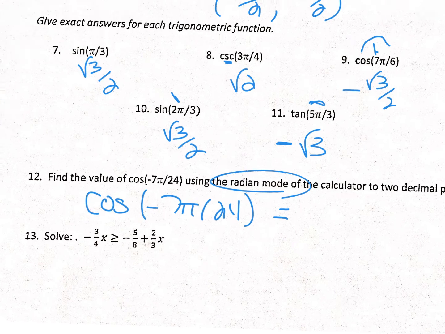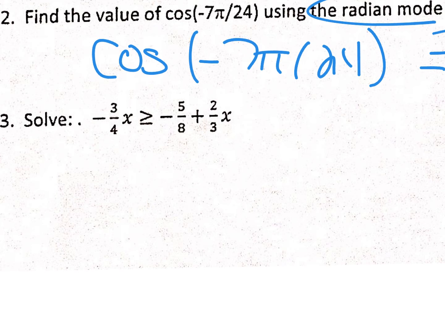Should be fine. 13. My advice here is multiply everything by the LCD, because that makes your fractions all disappear. So multiply every single term by 24. What happens is they cancel. 4 goes into 24 6 times. Multiply that times the top.